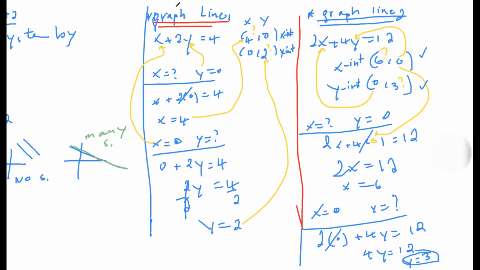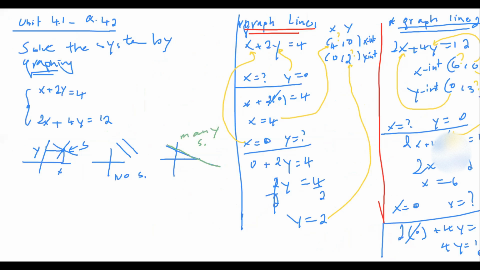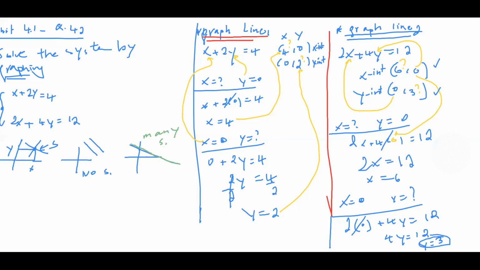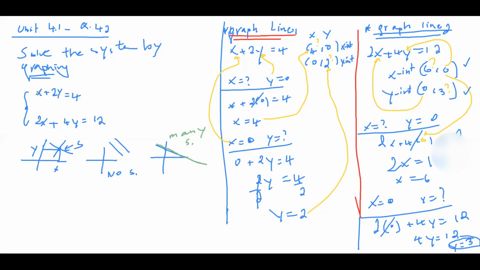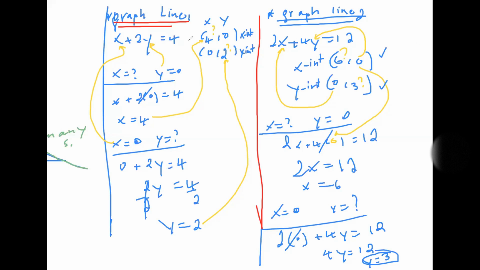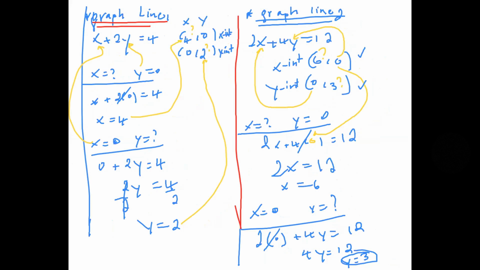Okay, so again, that's the system. It's a lot of work, I understand. That's by graphing. So two equations. We completed the pair for each one. So we know we have enough information to graph both. We completed the pairs for the first one, the second one. What do we do now with those pairs?